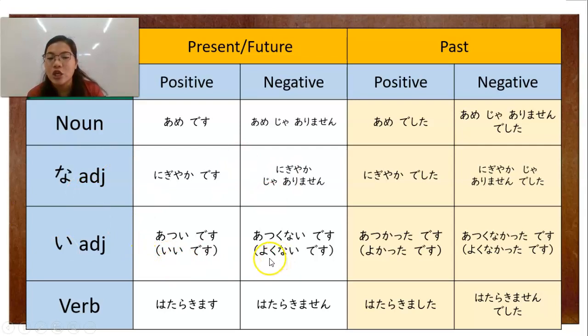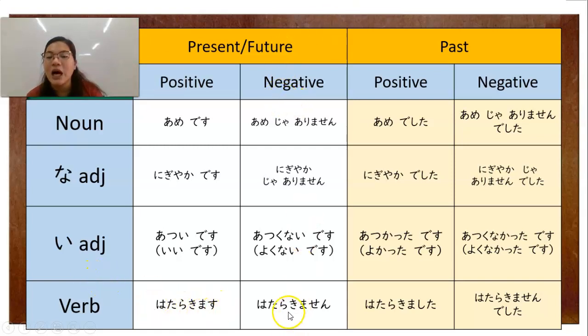Okay, and the next is ii, good. Ii desu. Yokunai desu. Yokatta desu. Yokunakatta desu. Okay, so be careful. There are two ways to say, either ii or yoi. But when we conjugate to negative or past negative, we use only the yoi to conjugate it. Okay? And last for the verb, hatarakimasu.